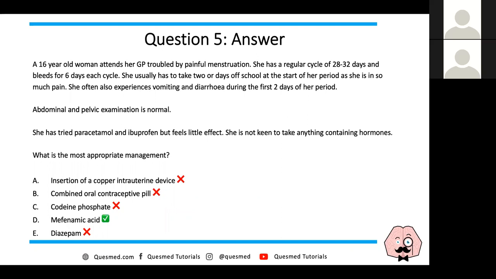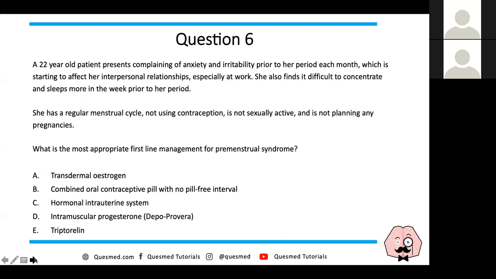Codeine phosphate, that's going up your pain ladder. I would probably want to start by switching her ibuprofen to mefenamic acid first before we think about starting opiates. And diazepam, that's an anti-anxiety medication that is not appropriate for treating menstrual pains. So let's move on to the next question. Again, you'll have a minute.